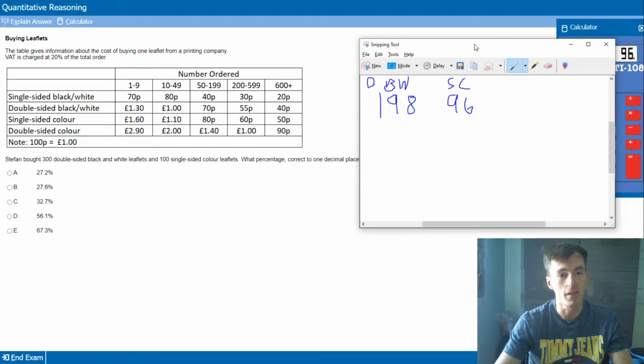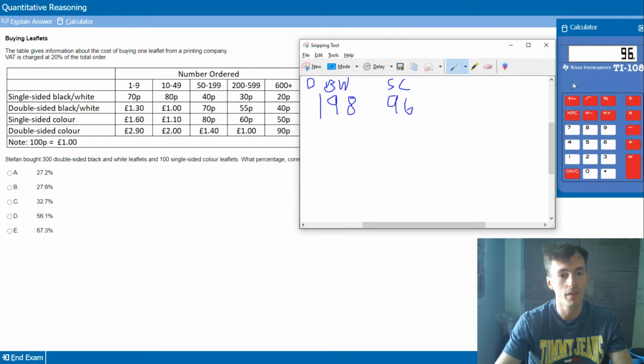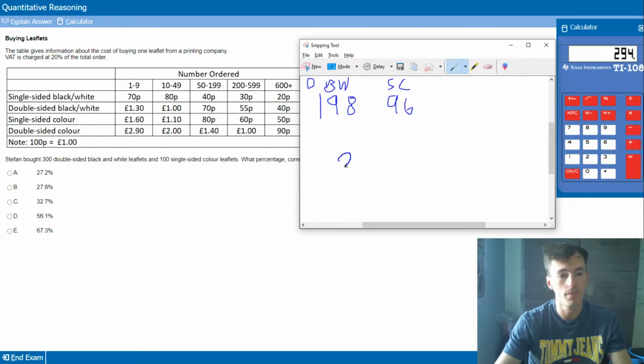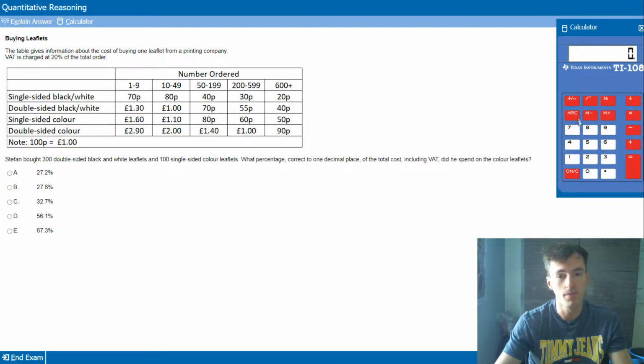So to figure this out, we need to find out the total. So 96 plus 198 is 294. And then it's just a simple what percentage of 96 is out of 294. So to do that, we just do 96 divided by 294, times 100, is 32.65%.